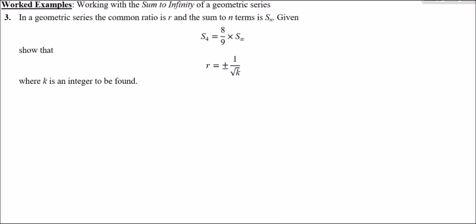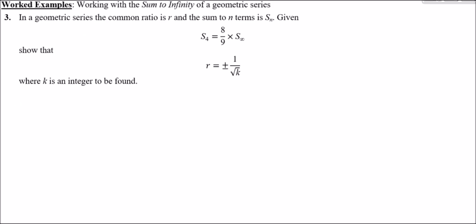Question 3 is a previous exam paper question adapted slightly. So these are the sorts of questions you might encounter in the real thing. So in a geometric series, the common ratio is r and the sum to n terms is Sn. We're told that the sum of the first 4 terms is 8/9 of the way to being the sum to infinity. We have to show that r equals plus or minus 1 over root k, where k is some integer we need to find. So what we can do here is we can just write down what we know.